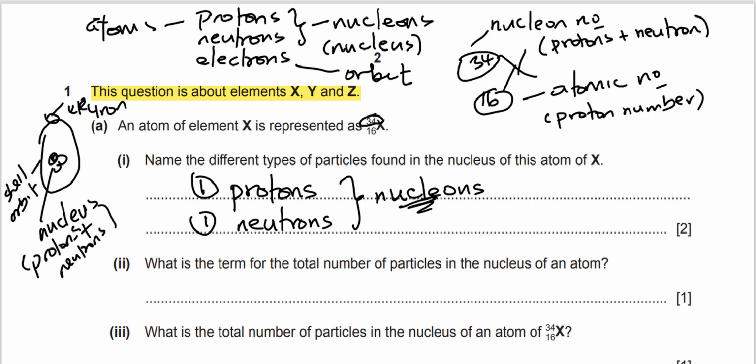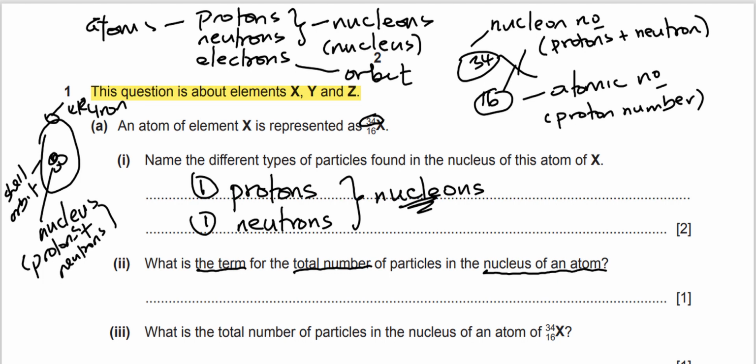Fine. So moving on. The next question says, what is the term for the total number of particles in the nucleus? So the location of the particles is stated. Since they need the term, this is what they are looking for: not the term for the particles in the nucleus of an atom, but the term for the total number.